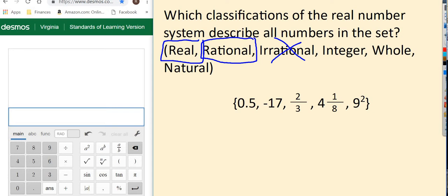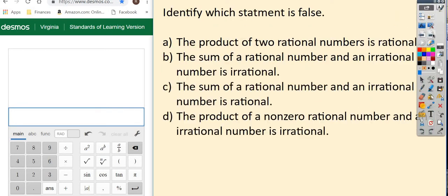Are they all integers? Integers are your perfect number line numbers. We have decimals, so that means they cannot all be integers. And if they can't be integers, then they cannot be whole numbers. And if they can't be whole numbers, then they can't be natural numbers. So real and rational are your only two answers here.